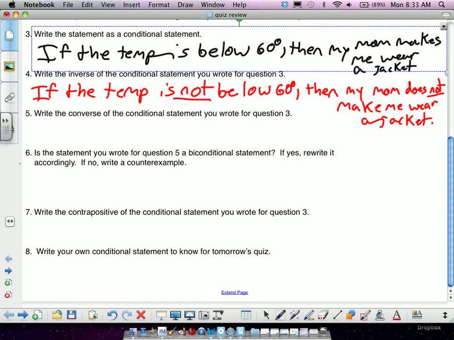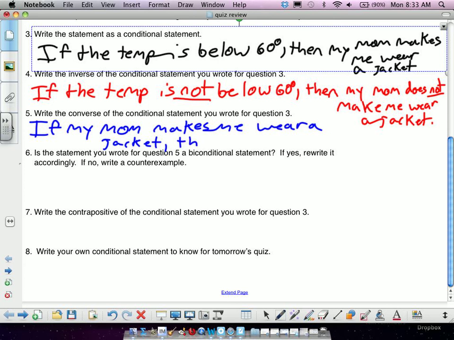Okay, what's the converse? How do we find the converse? We went over the definitions. Switch the hypothesis and conclusion. So it should be: if my mom makes me wear a jacket, then it is below 60 degrees.